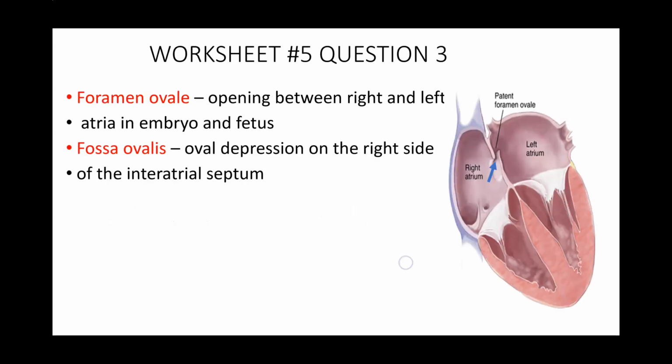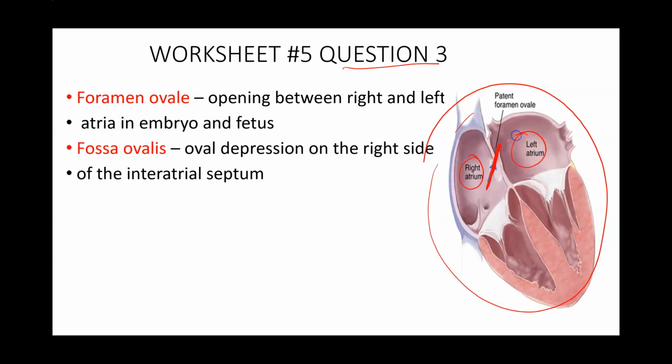The next two PowerPoints will go together with worksheet number 5. So question 3 is asking you to look at this picture right here, and it's asking you to explain what would happen if there was a connection, an opening between the right atrium and the left atrium. And that is a normal condition in the fetal heart because the lungs are not working. So the blood in the fetus is being oxygenated by the placenta. So there is no need to send blood to the lungs. The minute that the baby is born and it takes its first breath, that connection would close.